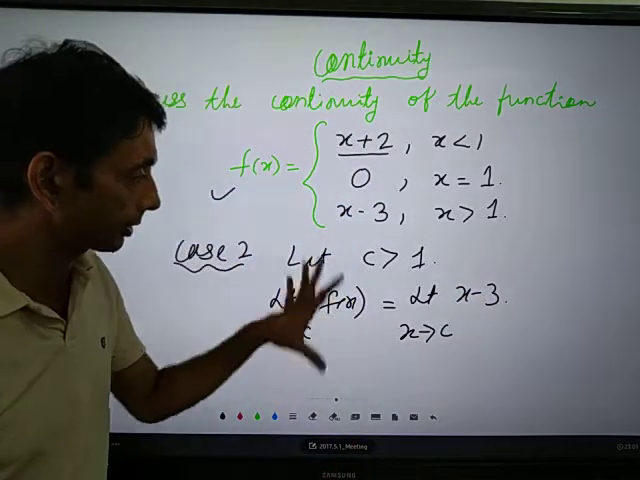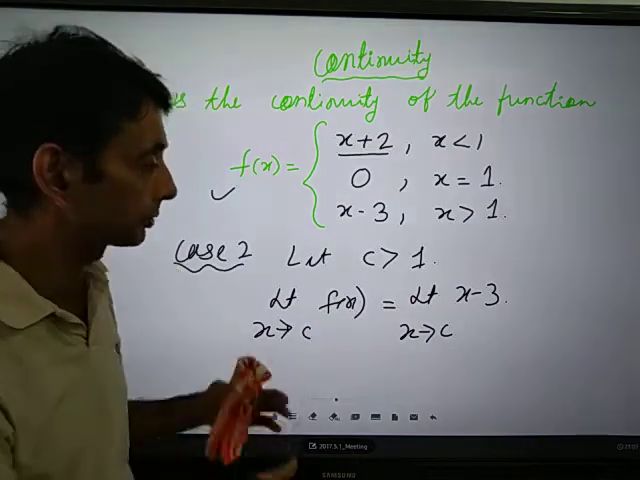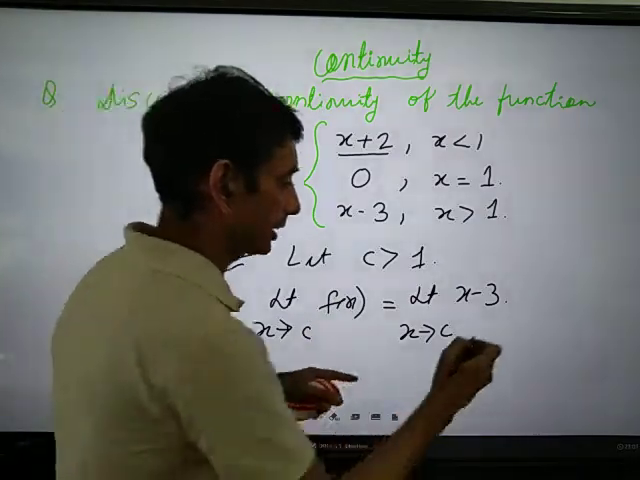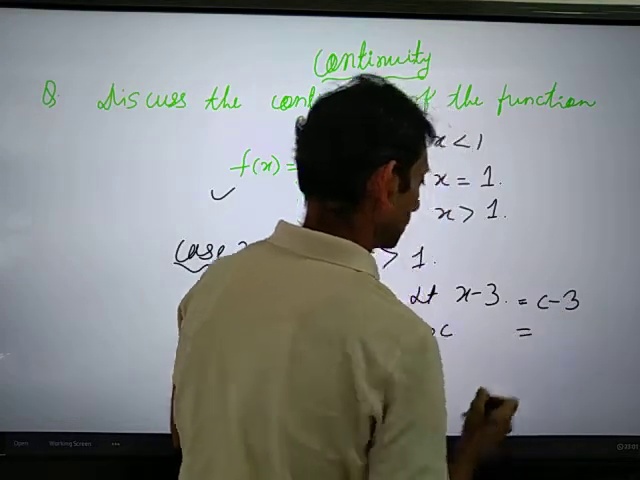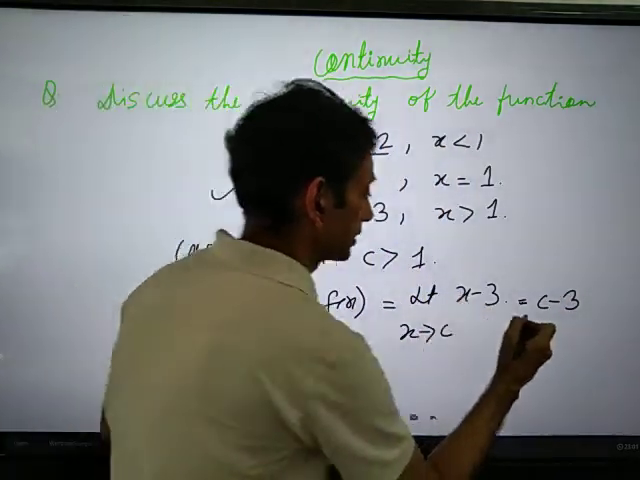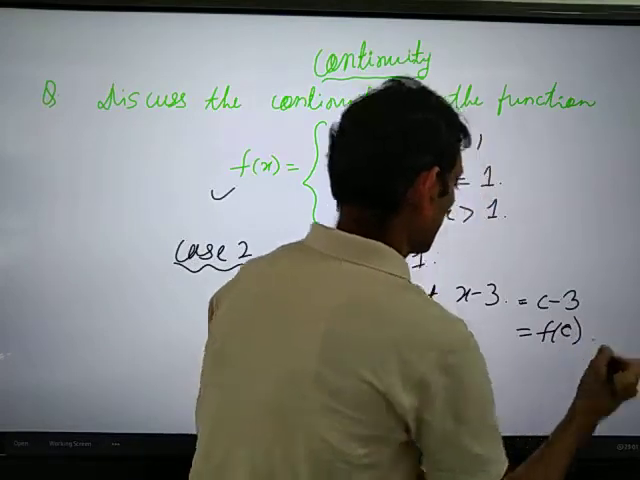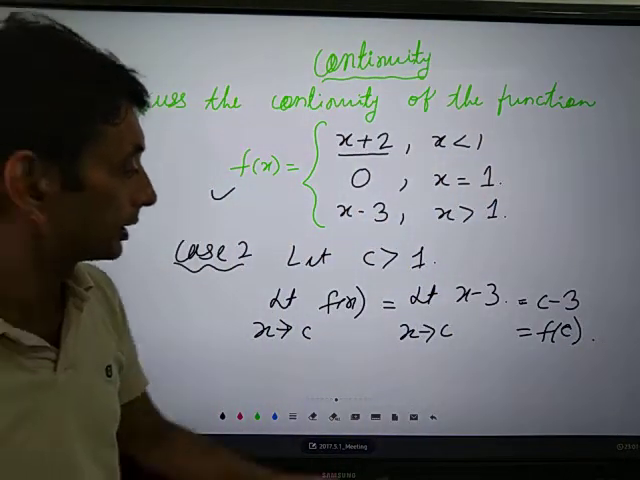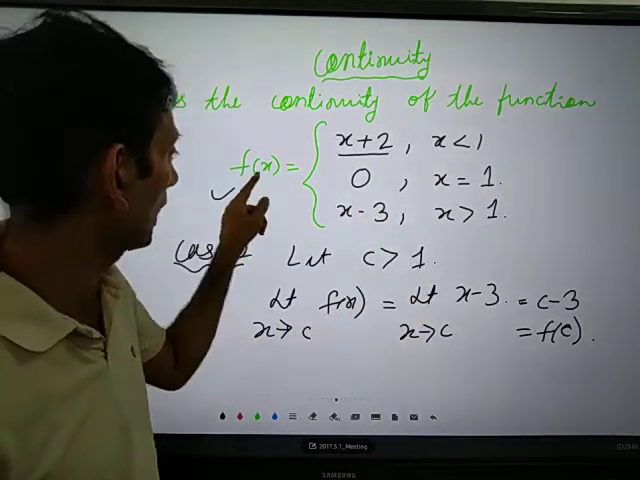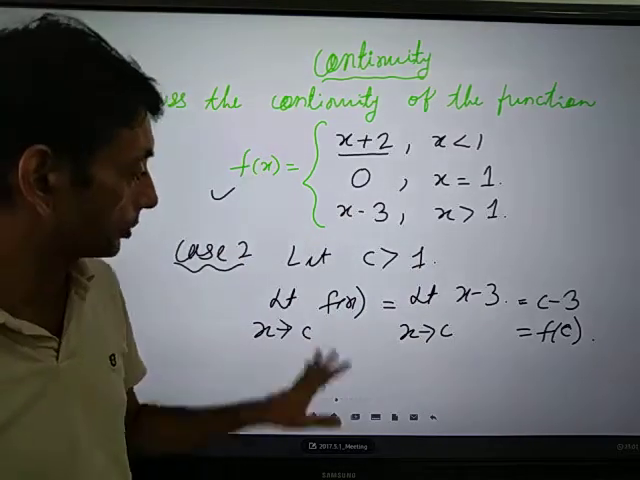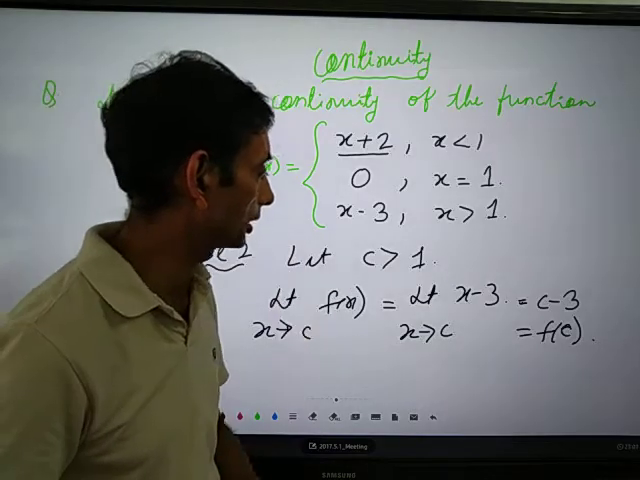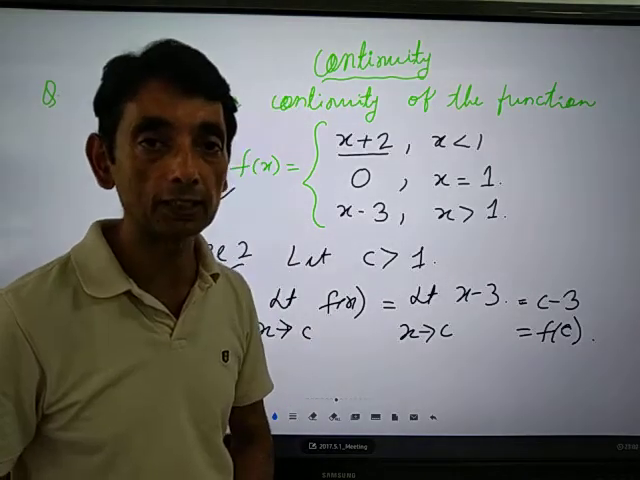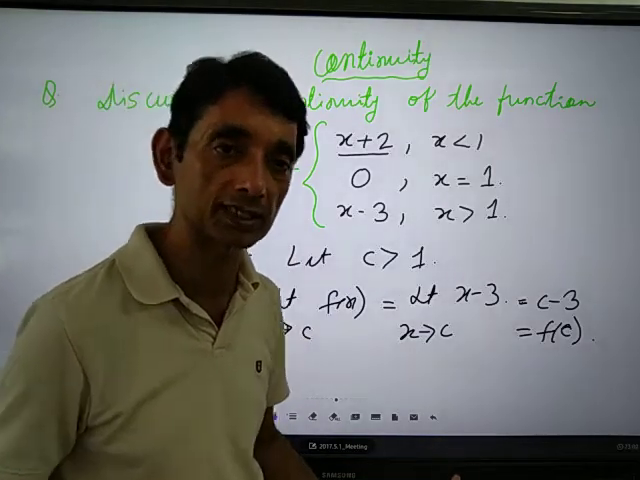These questions are very simple, so quickly you can find the steps. This is equal to c minus 3, and c minus 3 is equal to the functional value at c, f(c). Since c is greater than 1, f(c) will be c minus 3. So with similar steps, we have seen that the function is also continuous for c greater than 1. These steps are very simple.